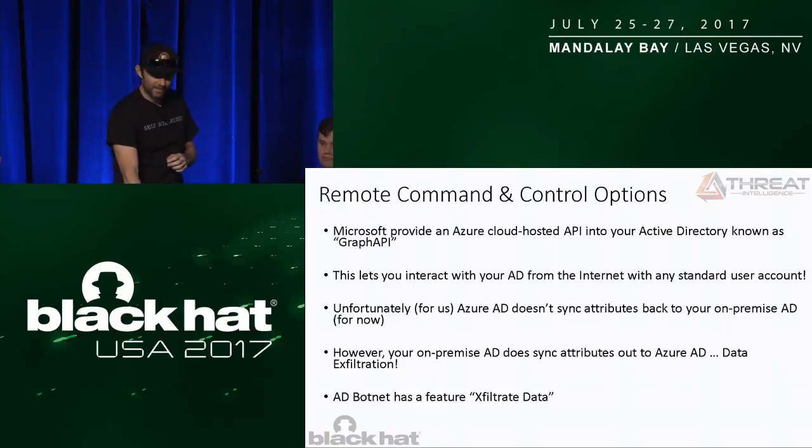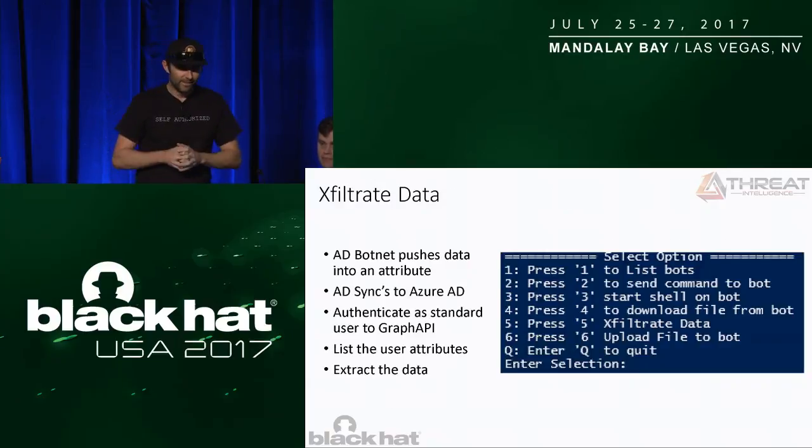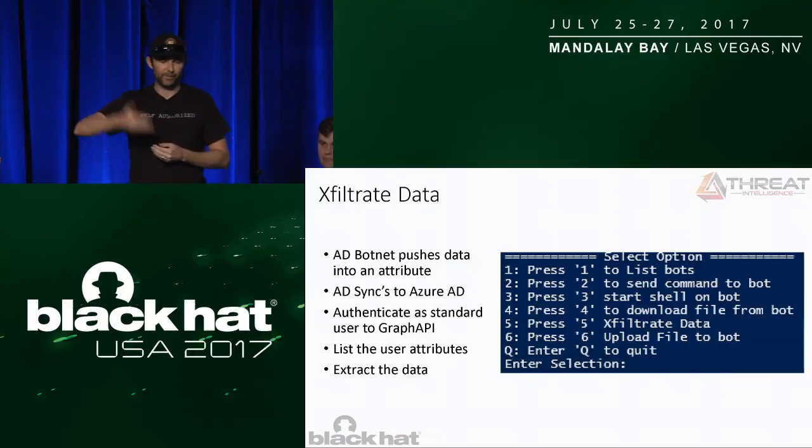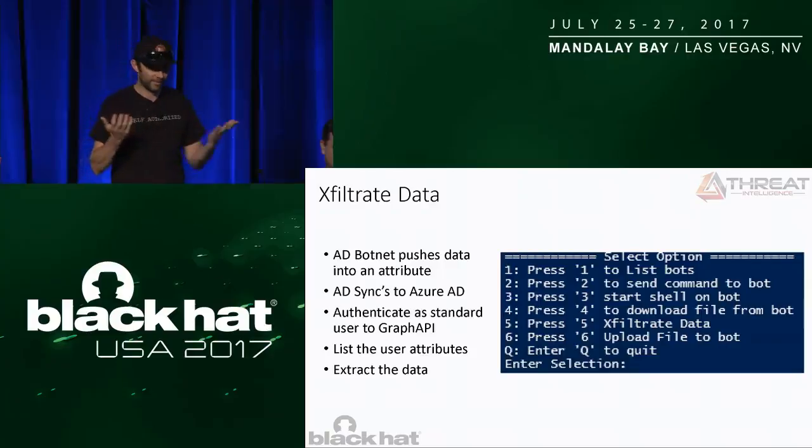So we've got a feature called exfiltrate data. As I said, the botnet pushes data into an attribute, which syncs to AD. You authenticate as a standard user to Graph API, list out the user attributes, and then grab the values from those to keep pulling all your data out. So you can see the exfiltrate data option there.